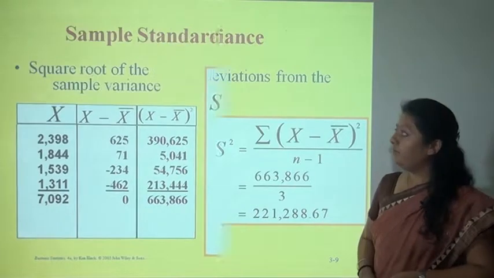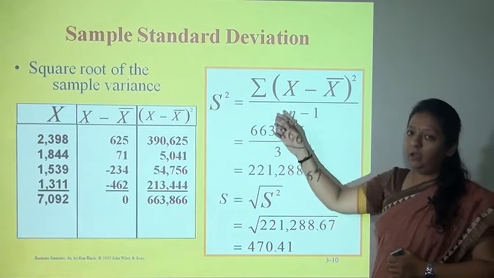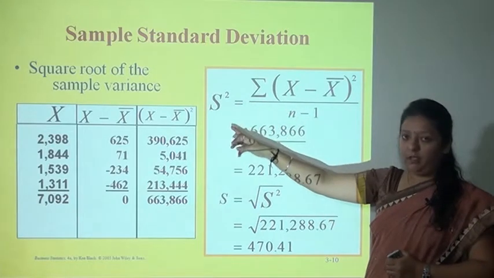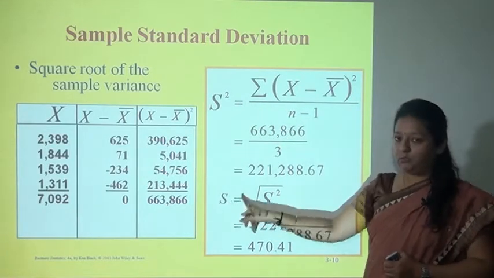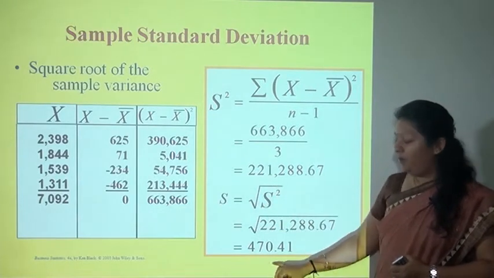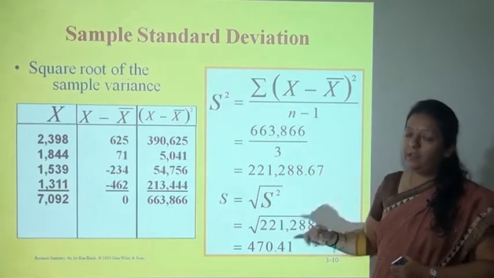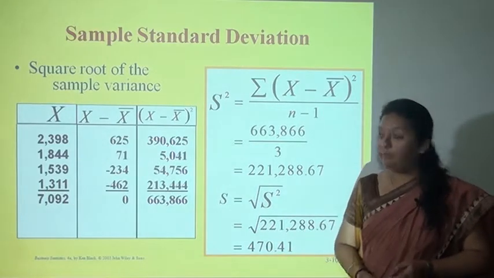Now next is sample standard deviation. It is nothing but the square root of sample variance, that is s is equal to under root s square. So we'll be having the value 470.41 as the sample standard deviation.